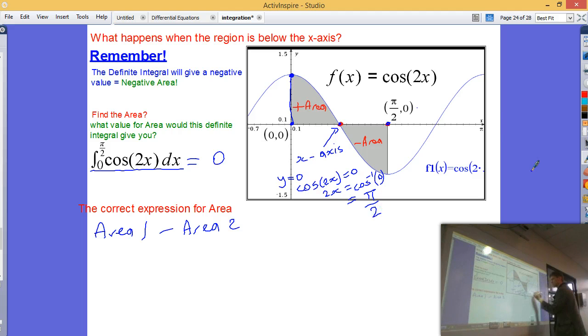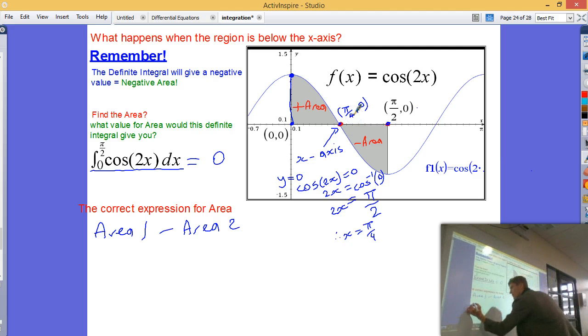But hang on, this is the value for twice the value of x, 2 times x. So therefore x must be pi on 4. Very good. So there's our point there. It's pi on 4, 0. So I have now a lower limit for the first area, 0, and an upper limit for the first area is pi on 4.